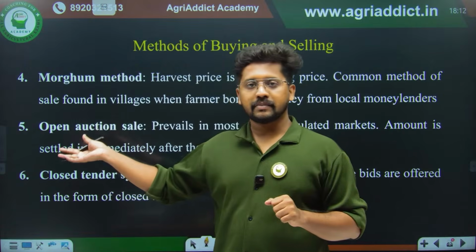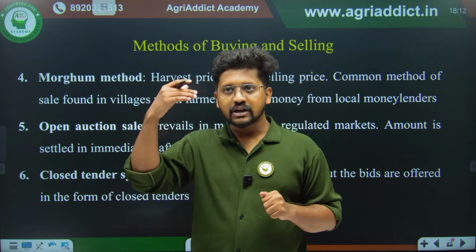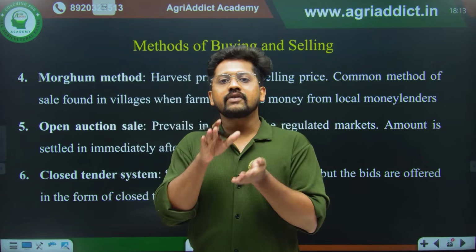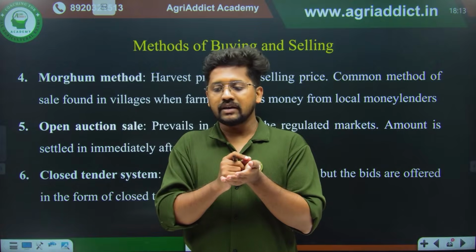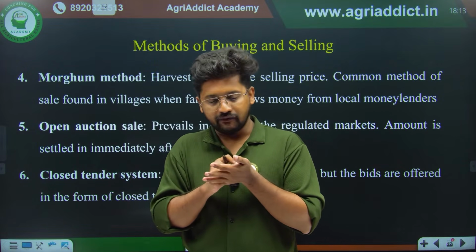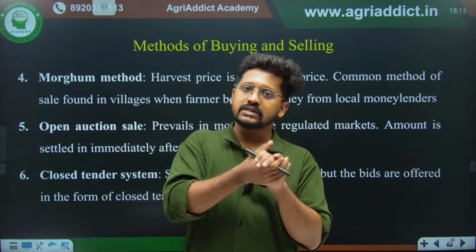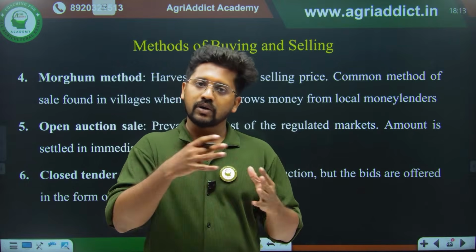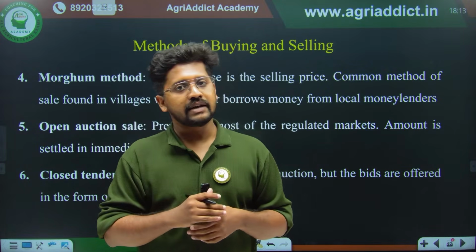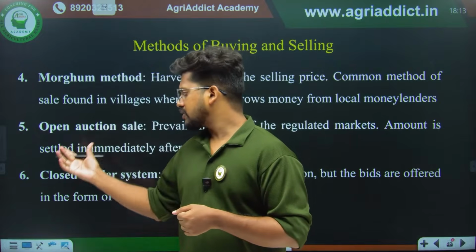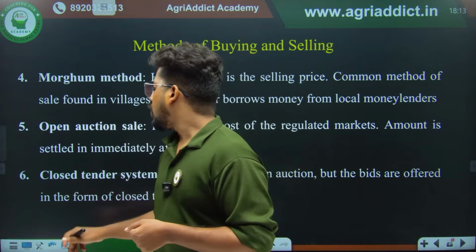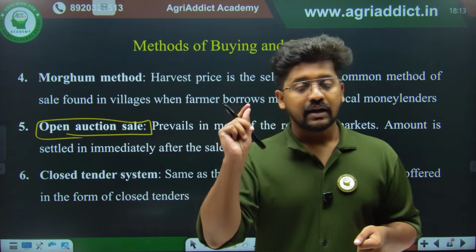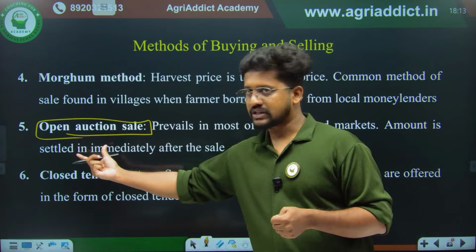Closed tender method is a similar method, but instead of calling it out or announcing the price, everybody will be given a sealed cover. Whatever price they are willing to pay will be written on a paper, enclosed in the envelope, and given over, and some authority will be checking it and reading out who has given what price, and the highest bidder will be given the product. So open auction sale and closed tender method are more or less the same. And open auction sale is the major practice that you can see in the regulated markets. In the regulated markets, the major method of buying and selling is the open auction sale method.